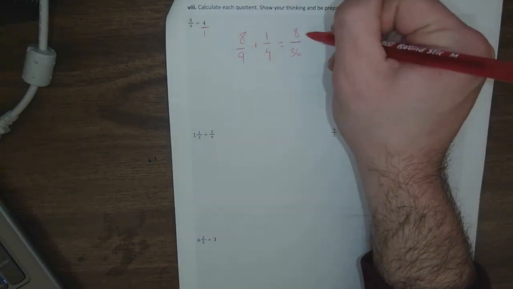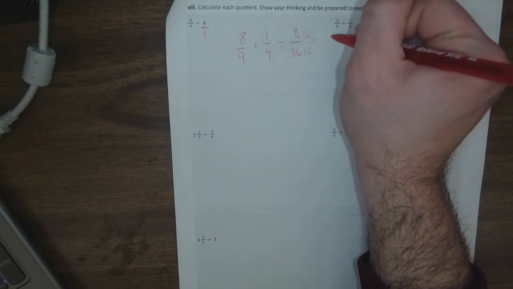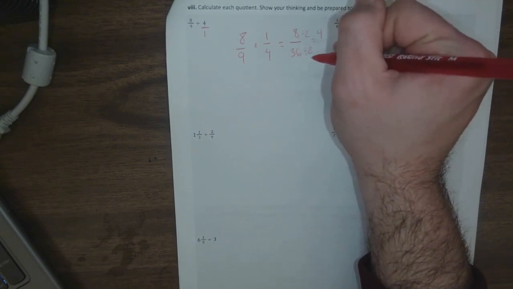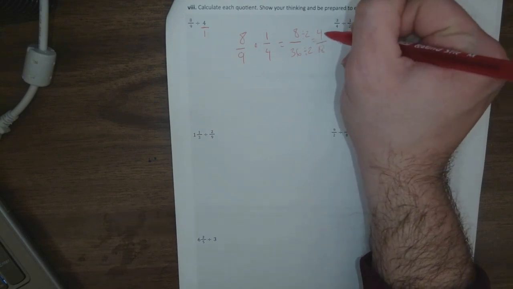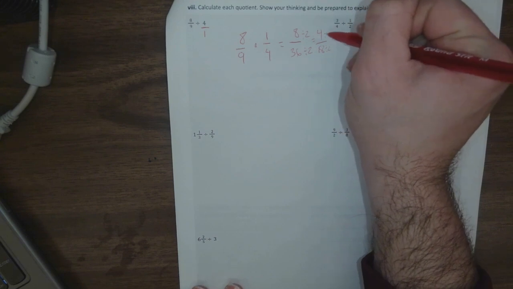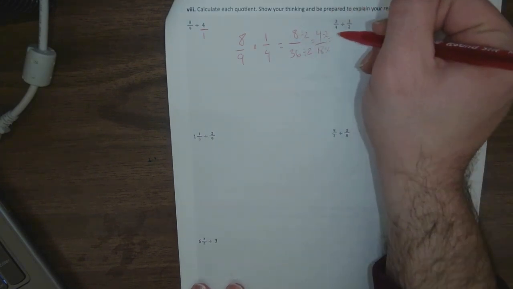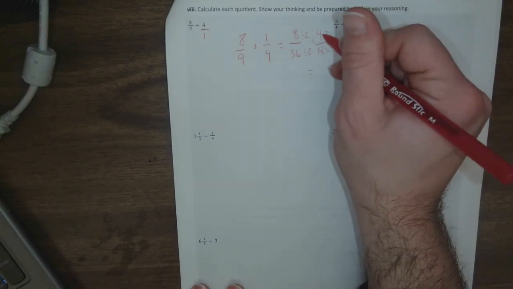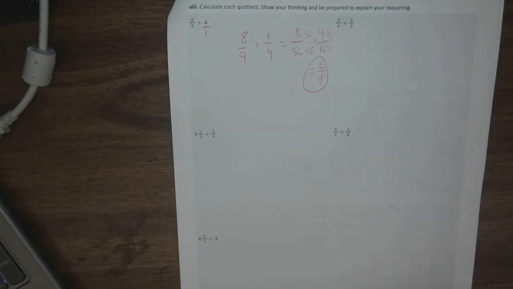I can then simplify this, right? So I divide by 2, divide by 2. 8 divided by 2 is 4. 36 divided by 2 ends up being 18. I can divide by 2 again because they're both even, right? If they're even numbers, they're divisible by 2. And so we end up getting 4 divided by 2 is 2. 18 divided by 2 is 9. We end up getting 2 9ths.